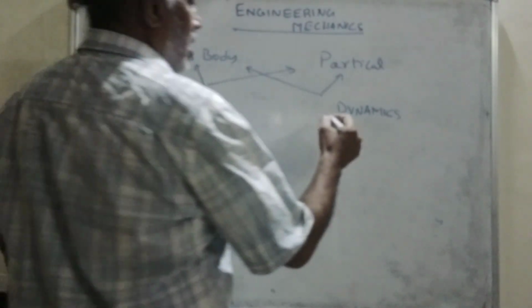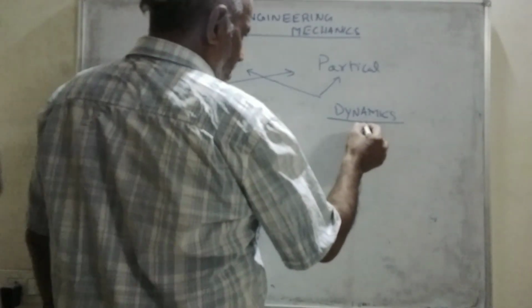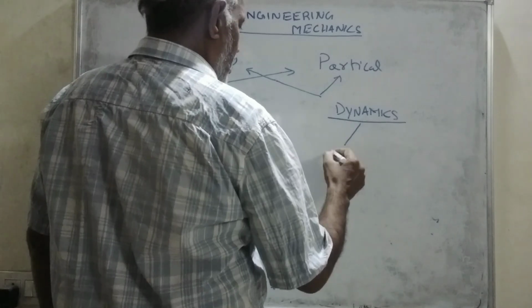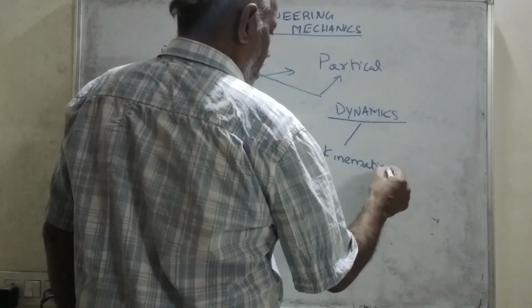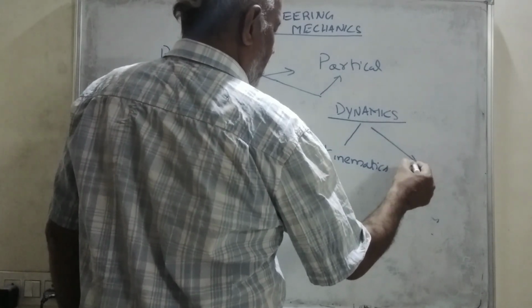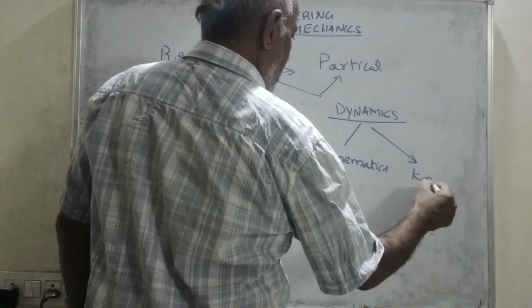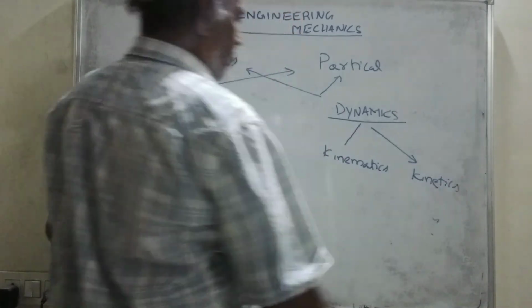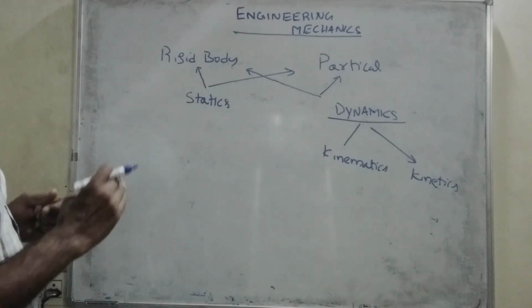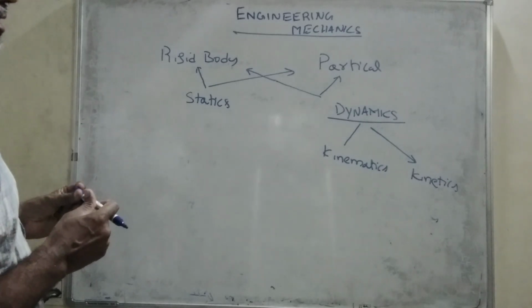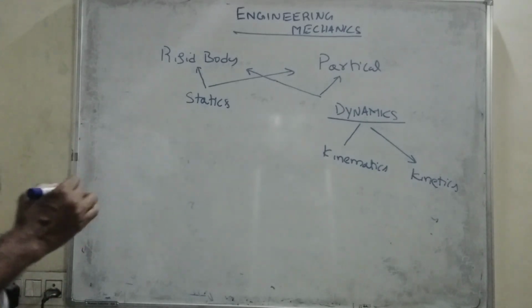Again, in the dynamics, we have two classifications. One is kinematics, another one is kinetics. Now, I'll explain all these illustration words by simple diagrams.